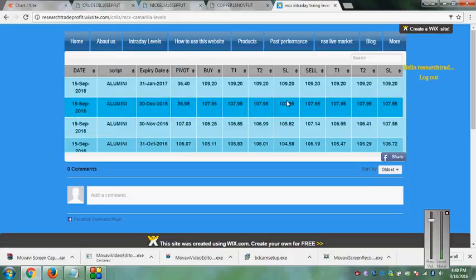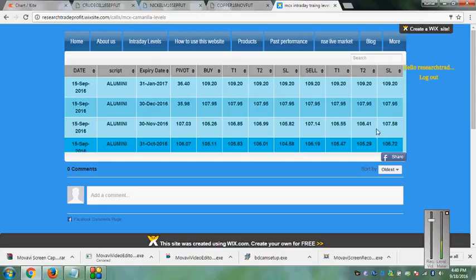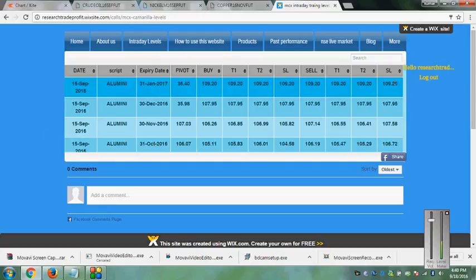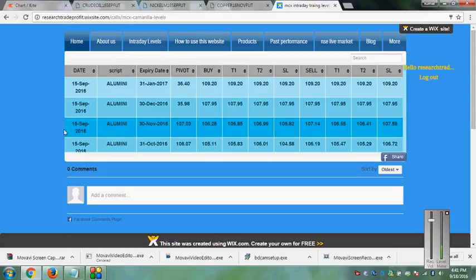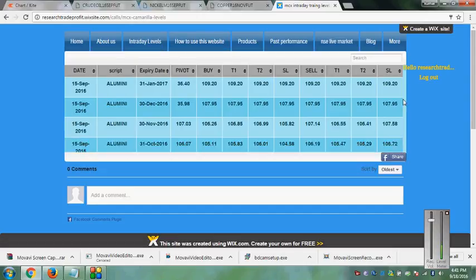For this data you will be charged 1000 rupees. This is the main data, with very powerful entry and exit levels which you have never seen before. I believe you will not get this type of levels anywhere else at such a low rate, just 1000 rupees per month.